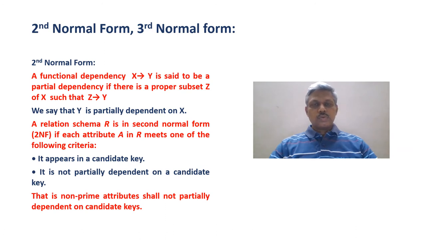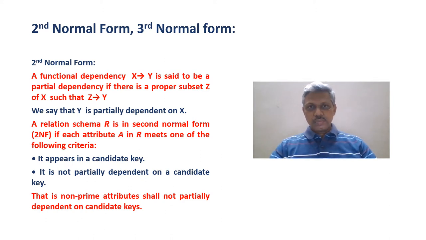In the previous lecture, we talked about the first normal form and Boyce-Codd normal form. In this lecture, we'll talk about 2NF and 3NF. To understand 2NF, first we'll concentrate on partial dependencies. Let us see the definition of a partial dependency.